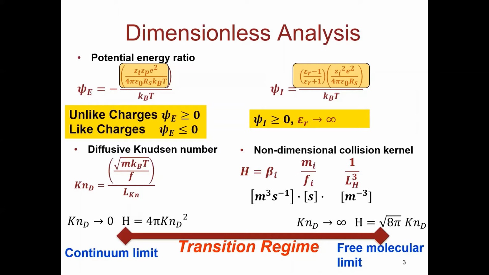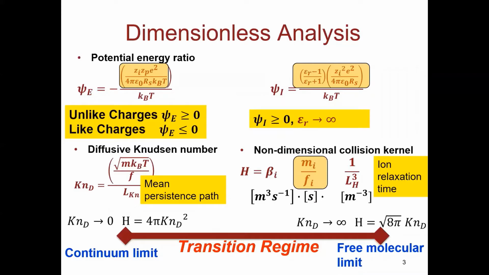And the scaling of thermal energy uses a diffusive Knudsen number, KnD, the ratio of the ion mean free path to a well-defined particle length scale. Then normalizing the collision kernel beta with the ion relaxation time as a reference time scale, beta yields a non-dimensional collision kernel H. In earlier studies, limiting functional forms of H are given for the continuum limit and the free molecular limit. But the transition regime collision kernel is more complicated, and that's what we focus on.